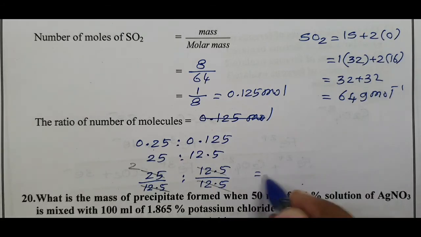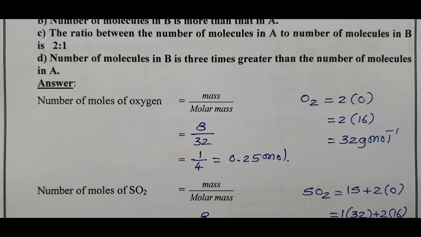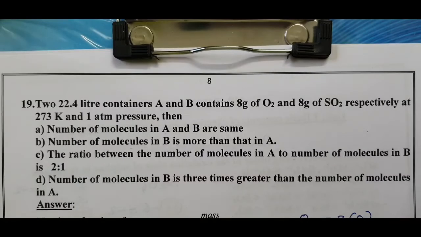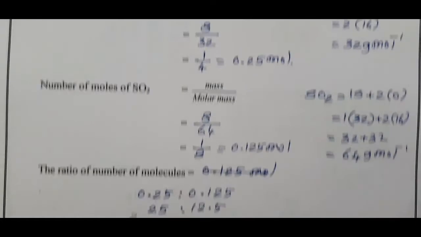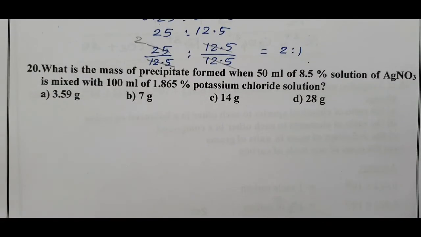Therefore, what is the ratio? 2:1 is the ratio. So the answer is 2:1. The ratio between the number of molecules in A to the number of molecules in B is 2:1. That is the answer for question number 19. Come to question number 20.